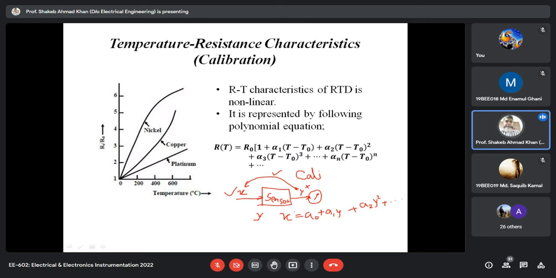Now, once we are able to establish this kind of relation, if we know y, we'll put the y values here and get the value of x. But when will you say that this relationship is established? When will you say that?